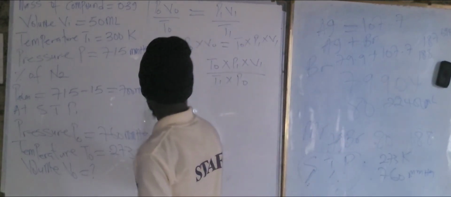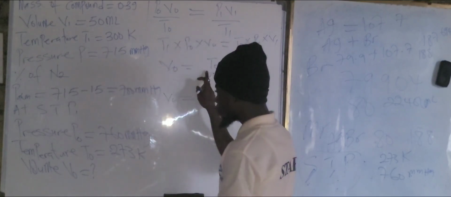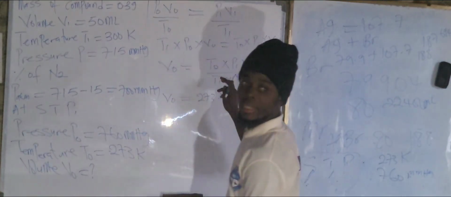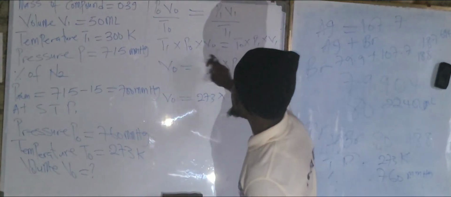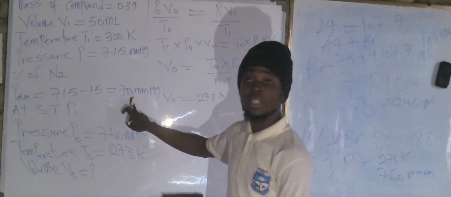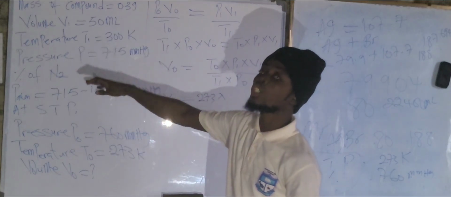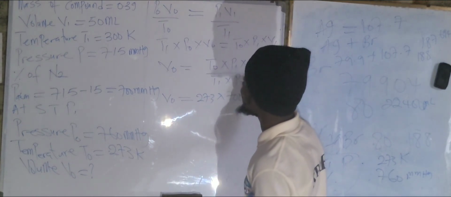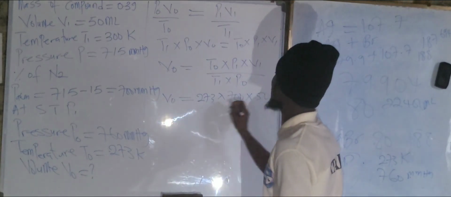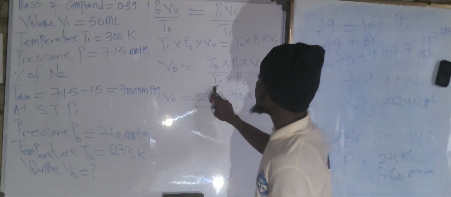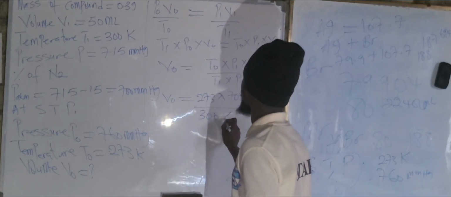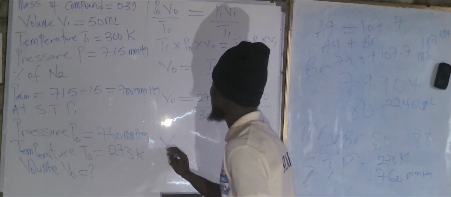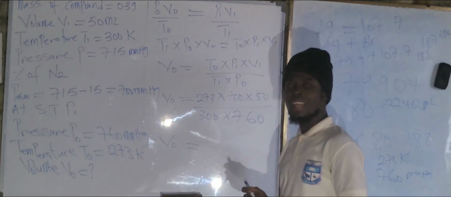So we go. Put in the numbers. V0 is equal to, what is T0 now? 273, right? 273 multiplied by P1. What is P1 in the question? It is 700 subtract the aqueous tension, which is 15. We have 700 times V1. The volume, what do you have? 50, right? All upon T1, which is 300, multiplied by P0, which is 760.